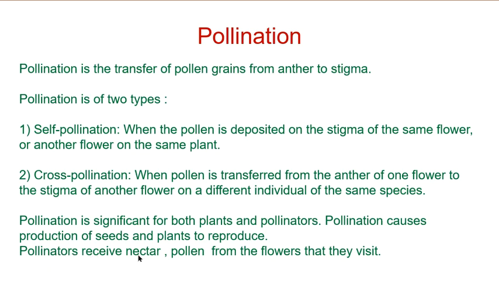Pollinators receive nectar and pollen from the flowers that they visit. Means pollinators receive nectar, which they use as food, and the pollen, which is used for the next plant for pollination. I hope this topic is clear to you.